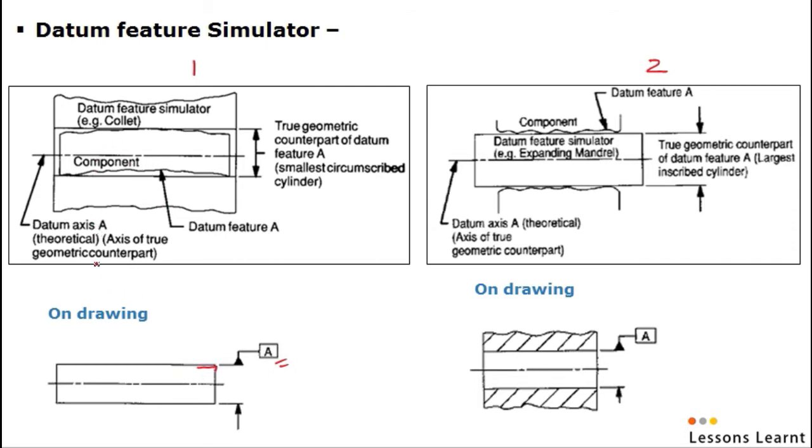So the surface of this component is driven by the datum feature simulator. Now a datum feature simulator is always a standard part, or a part which is driving the component. In this datum feature simulator, the internal dia or internal counterpart of this datum is already defined, and this counterpart of the datum is driving a component. So what is the datum of this datum feature simulator? This collet is the datum axis.